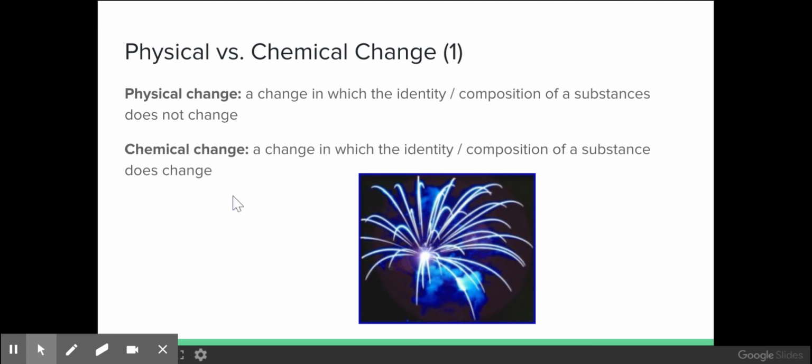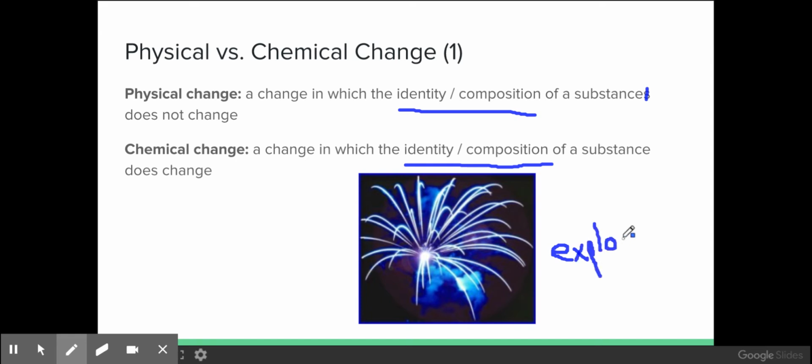Physical versus chemical change. The definition of a physical change is a change in which the identity or the composition of a substance does not change. The chemical structure, the atoms that make up the substance, remain intact and the same type of substance is present at the end. A chemical change, however, is where the identity or the composition of a substance does change, such as the act of exploding.